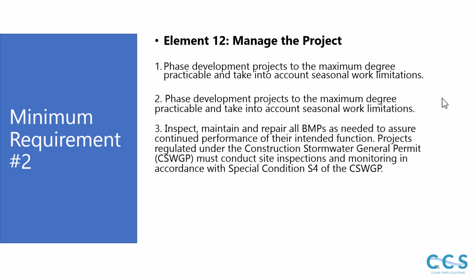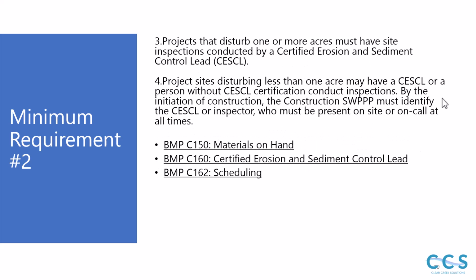Projects regulated under the Construction Stormwater General Permit must conduct site inspections and monitoring in accordance with Special Condition S4. Projects that disturb 1 or more acres must have site inspections conducted by a certified erosion and sediment control lead, and project sites disturbing less than 1 acre may have a CESCL or a person with a CESCL certification conduct inspections. And there's 3 BMPs applicable there.